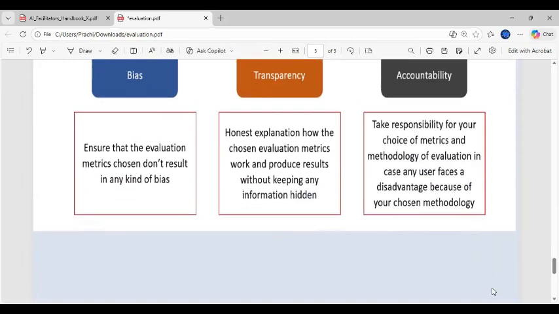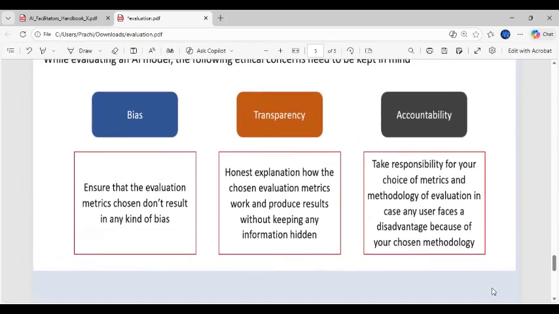This was the major component in the evaluation chapter. Hopefully, all your problems are now sorted.